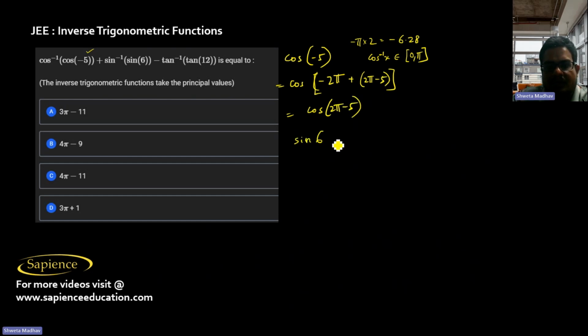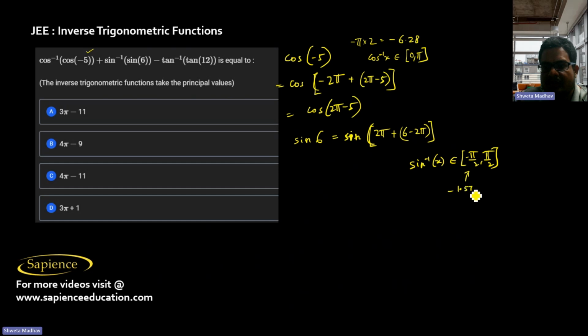And similarly, sine 6, I can say this is sine of 2 pi plus 6 minus 2 pi. Since sine inverse of x, its principal value branch is -pi/2 to +pi/2. So it means it will be within the range -1.57 to +1.57. And this value will obviously be 6 minus 6.28, so that is -0.28. So obviously it will come within the principal value branch of sine inverse. So sine of 2 pi plus theta is sine theta. So that is sine of 6 minus 2 pi, I can say.